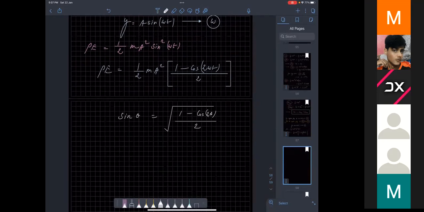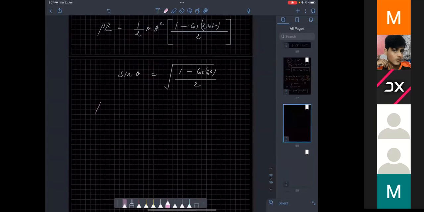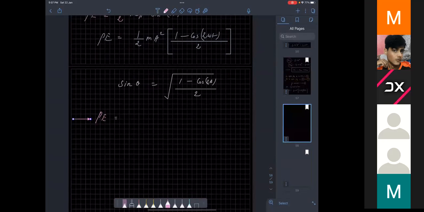Clear? If I substitute that, I'll get... So what is potential energy? You'll get a constant here, half m a square, minus 1 by 4 m a square into cos 2 omega t. Correct?